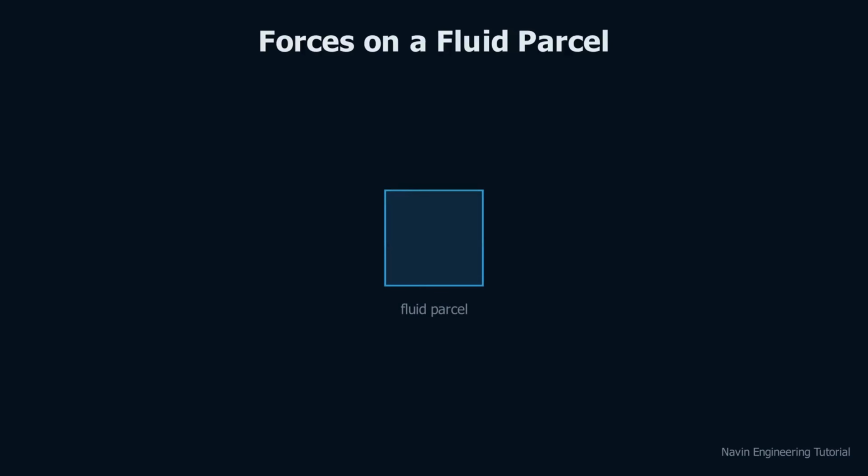To use Newton's second law, we must first isolate a piece of fluid and ask, what forces act on it? Let us imagine shrinking our attention down to a tiny cube of fluid, so small that we can treat it as a single particle. This imaginary parcel is our free body diagram. Just as with a solid block, every force acting on it will either push, pull, or shear it, and the sum of those forces determines how it accelerates.